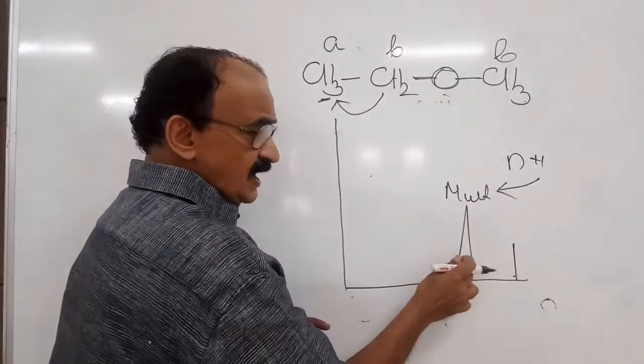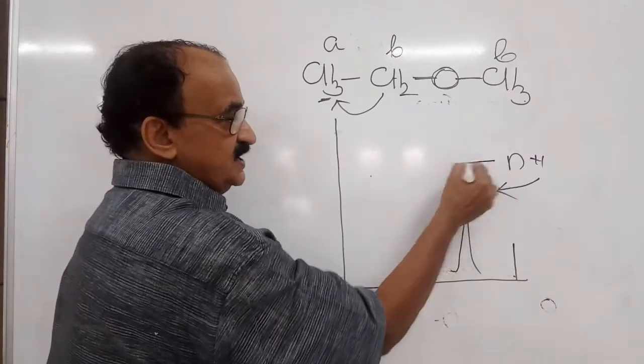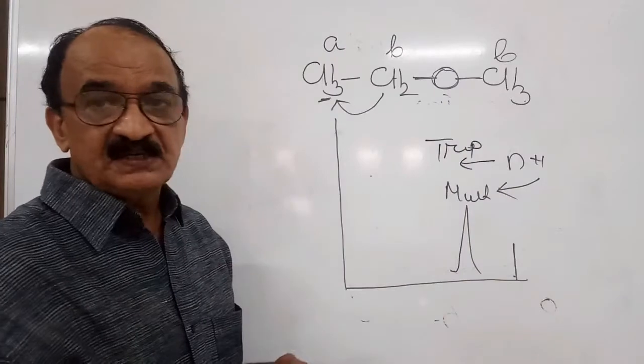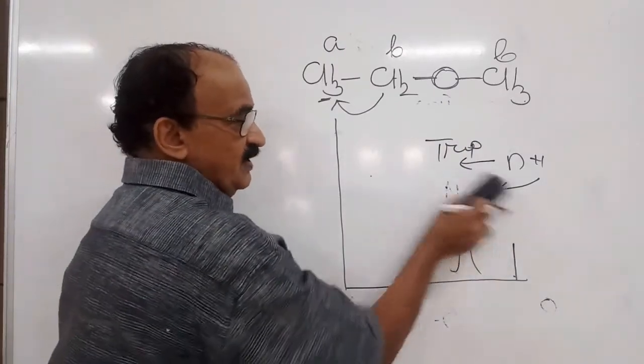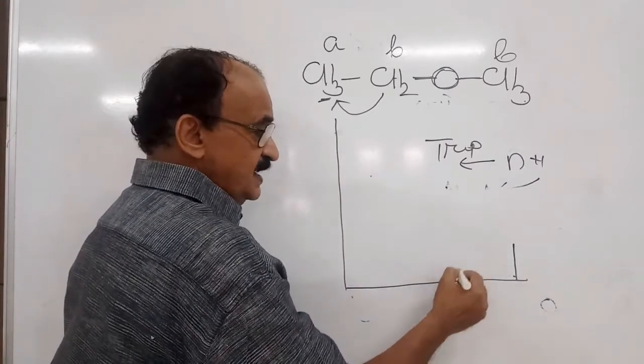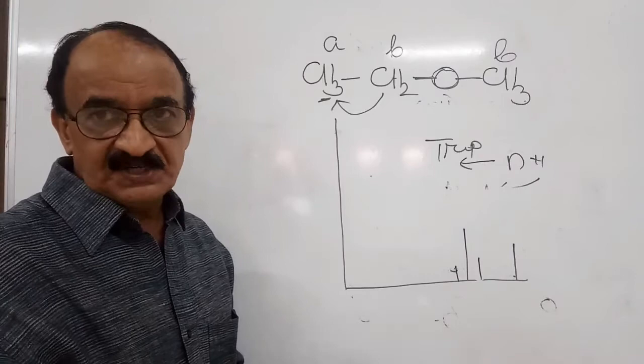Therefore, this signal, due to the CH3, will be changing into a triplet with intensity ratio. We already studied 1:2:1. If it is a triplet, it will be 1:2:1. In that way, we are getting the triplet.